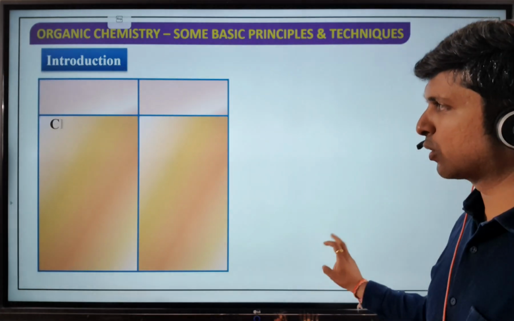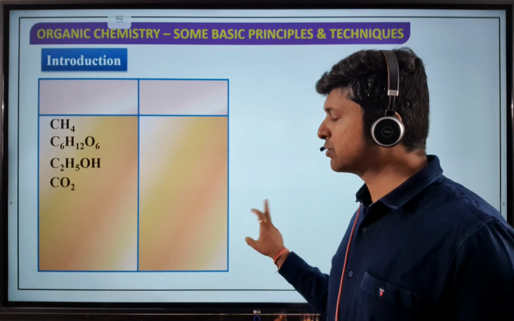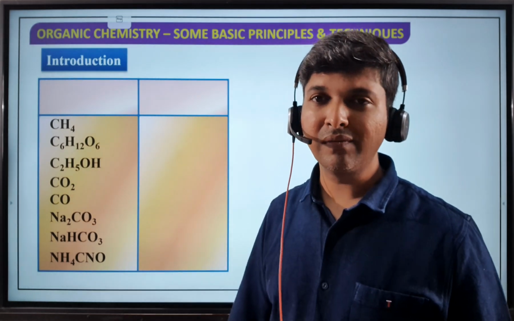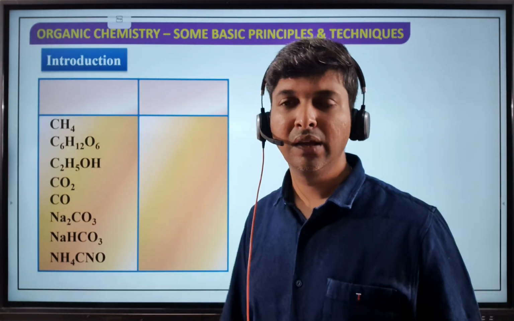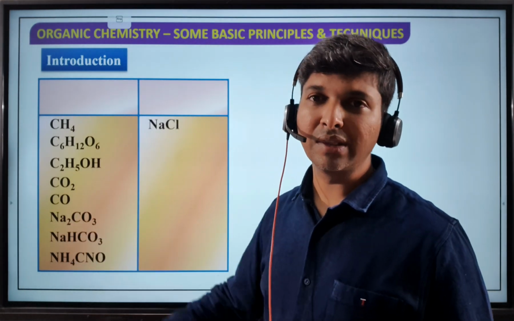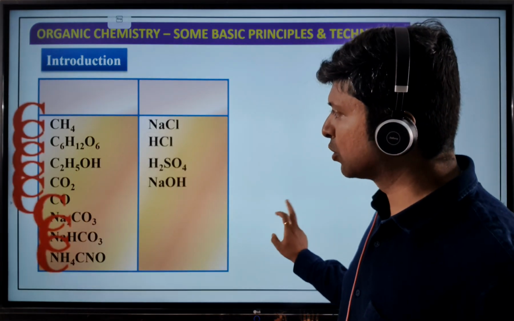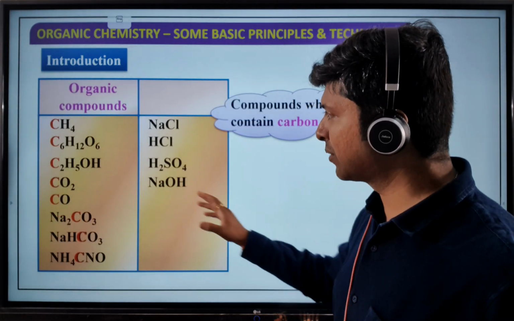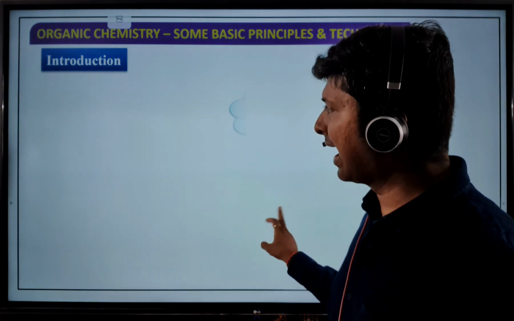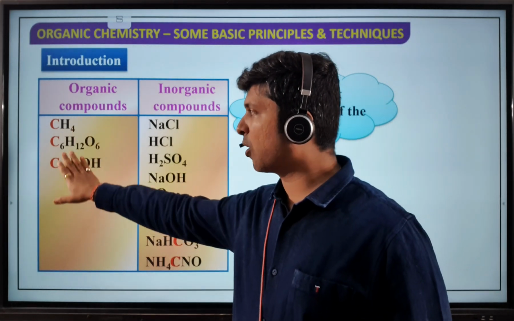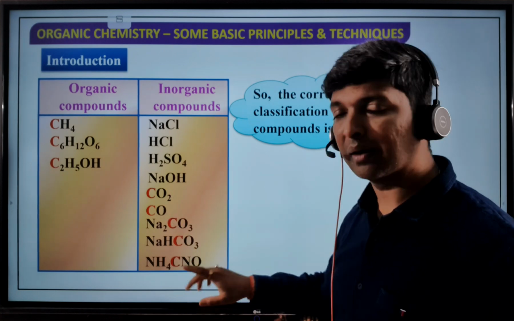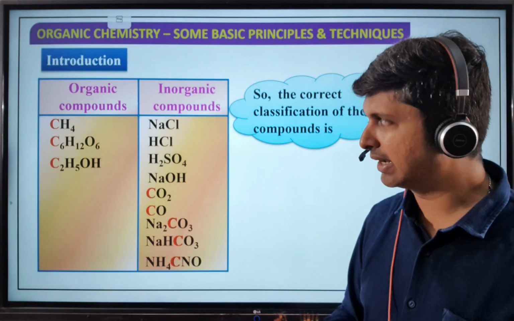Now, you check this out: all of these have carbons. Are all of them organic? Do you call all of them organic? No, all of them are not organic. They have carbons, but they do not follow the properties of organic chemistry. So this is organic, this is inorganic, because just containing carbon doesn't make it organic. We'll shift a few compounds here, and only these are organic because they follow the properties of organic compounds, and these are all inorganic. Although they contain carbon, they follow the properties of inorganic compounds.